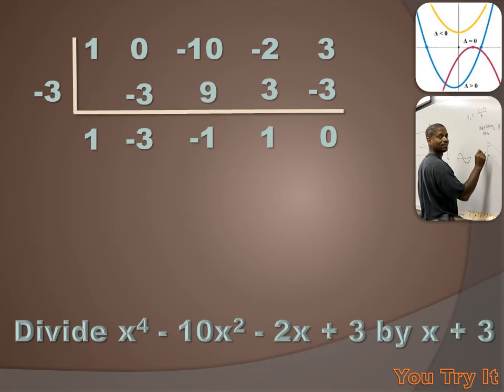Well, now I have the coefficients of my answer. And I have to remember that in my original dividend, the highest power was x to the 4th. So in my quotient, my highest power will be x to the 3rd. This 1 over here is going to be the coefficient of x to the 3rd. This minus 3 is going to be the coefficient of x squared. That minus 1 is the coefficient of x. And that last 1 is my constant value. So my answer is x cubed minus 3x squared minus x plus 1.